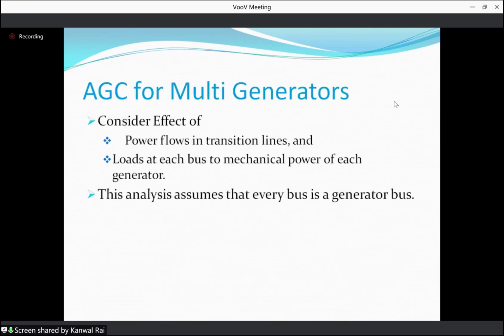Now for multi-generators, we consider the effect of the power flows in the transmission lines, and also the load at each bus, on the mechanical power of each generator. This analysis assumes that every bus is a generator bus.